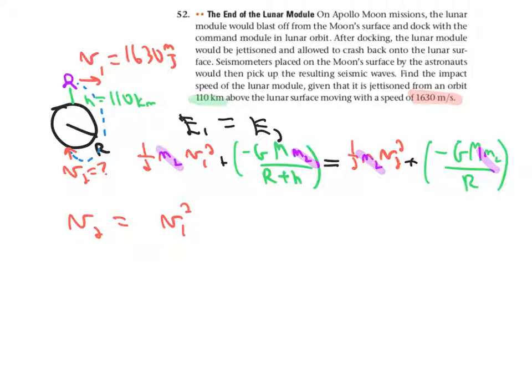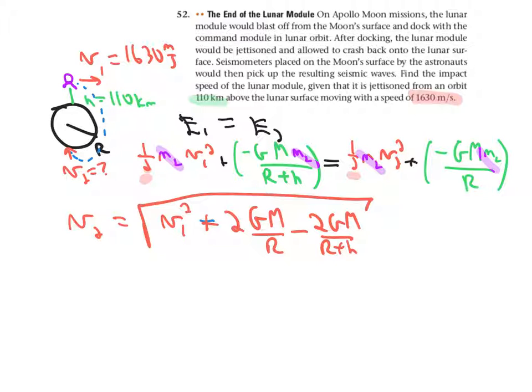v1 squared, and then plus, because of these factors of 2, here and here, I've cross-multiplied, so I pick up a factor of 2 here, and I have 2GM over R, and then I have minus 2GM over R plus h, and all of it needs to be square rooted.